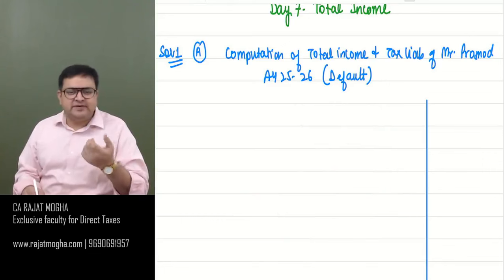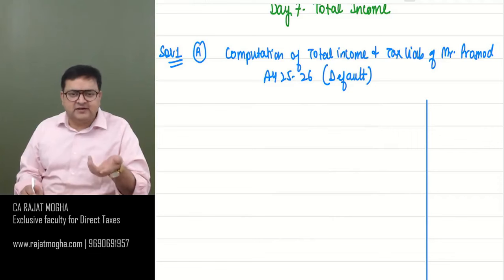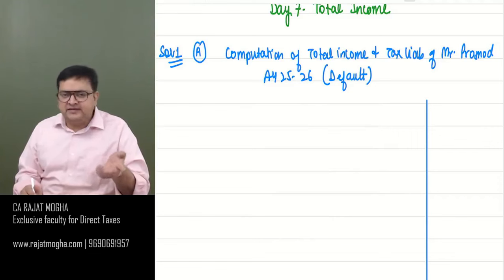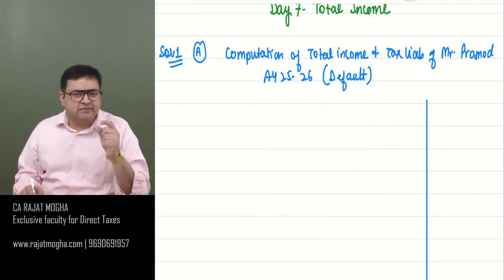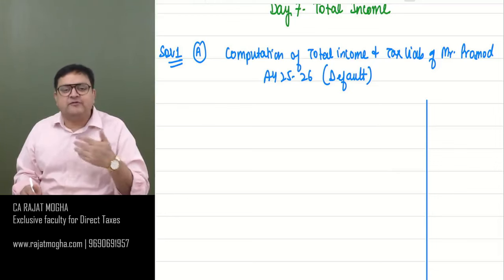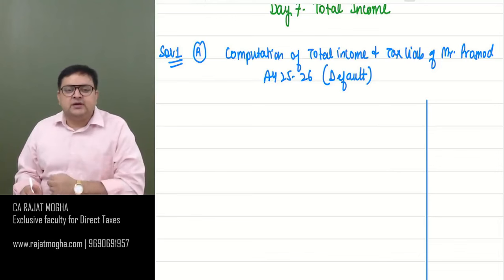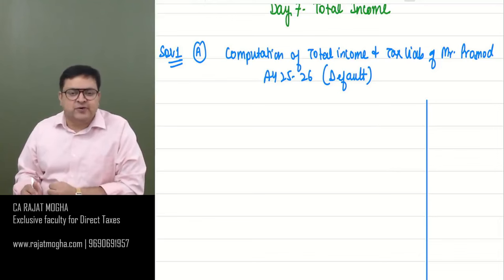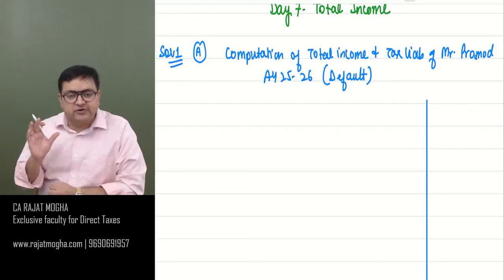House property is very easy to compute. Here there are no such adjustments. Only municipal taxes are there. Rent is there. We can easily compute. Interest on loan on house property is not there. So it will not take much time. We should avoid making a note for everything. If we make a note for everything, we will end up spending most of our time on this question. So please don't waste your time.